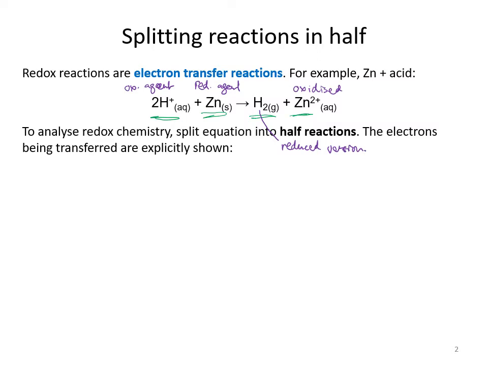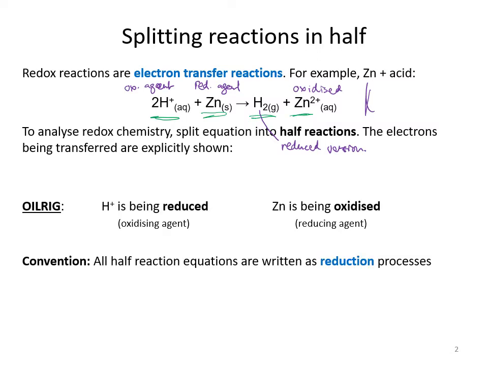When we come to actually look at redox chemistry though, we need to think about how we're going to analyze it. We need to split this reaction equation into two half reactions. We've kind of already done that, but let's do it in a more explicit manner. We've already said that H plus is being reduced, so we can write 2H+ (aq) plus 2e minus goes to H2 gas. So we've explicitly put in the electrons here.